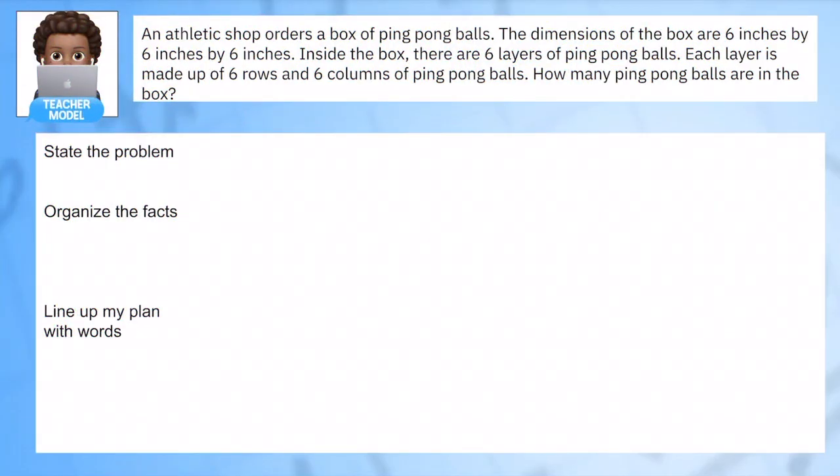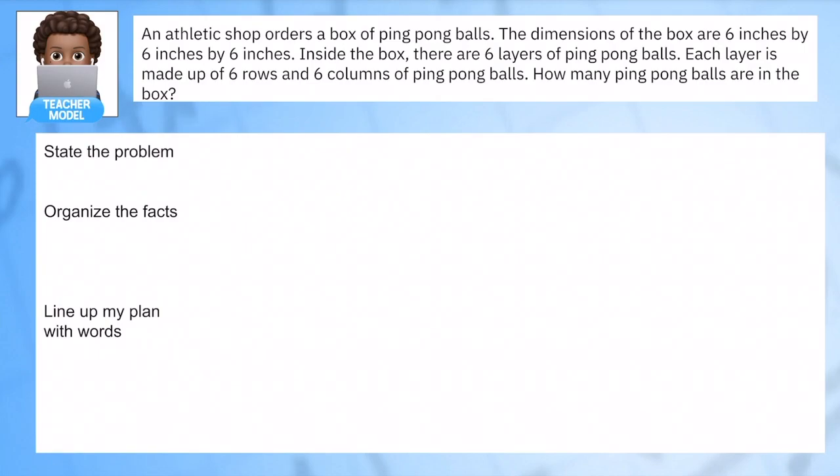Let's try this in a real example. An athletic shop orders a box of ping pong balls. The dimensions of the box are 6 inches by 6 inches by 6 inches. So that's the length, the width, and the height. Inside the box, there are 6 layers of ping pong balls. Each layer has 6 rows and 6 columns of ping pong balls. How many ping pong balls are in the box?